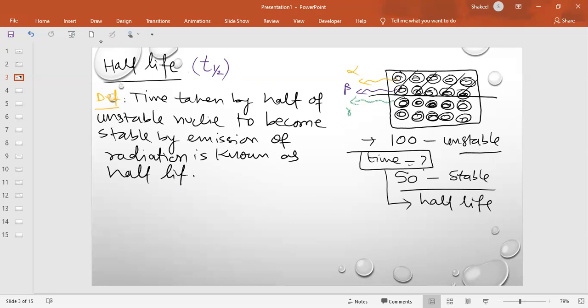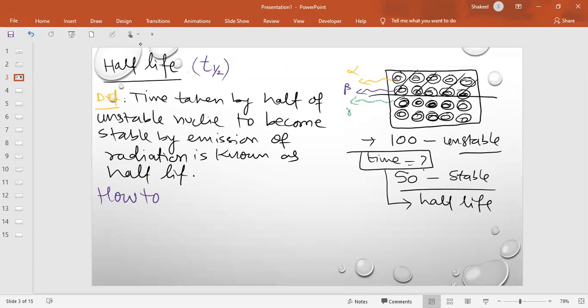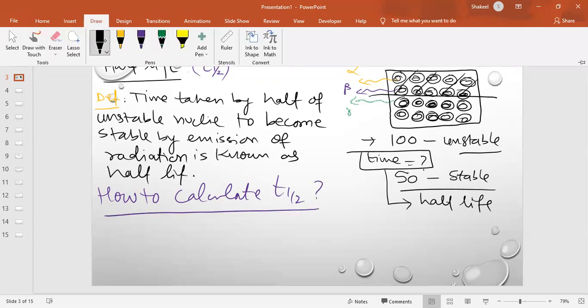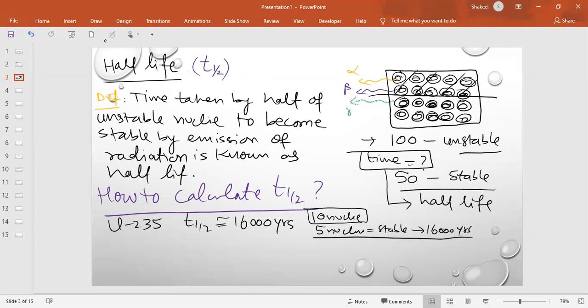Okay, now there are several ways to calculate the half-life. So the next question is how to calculate the half-life of a radioactive substance. Now, every radioactive substance has a certain value of half-life that can be very long. Let's say uranium-235 has a half-life of nearly 16,000 years. It means if you have 10 unstable nuclei of the uranium, in order for 5 of them to become stable, 16,000 years will be consumed because its half-life is 16,000 years.